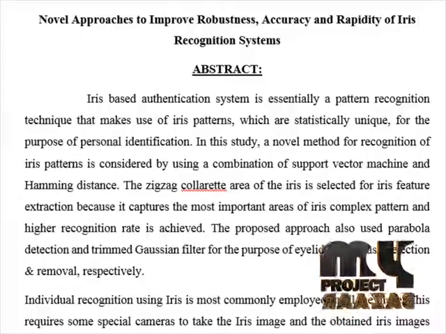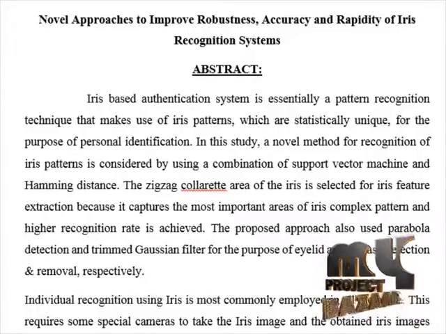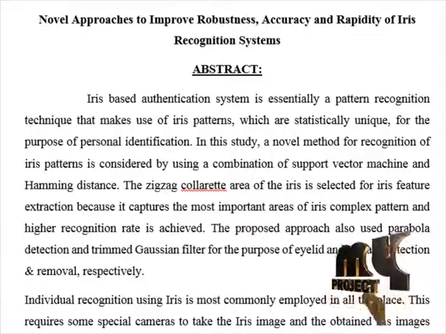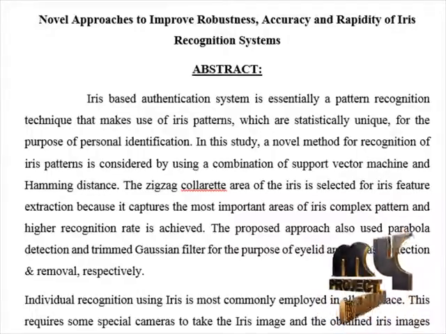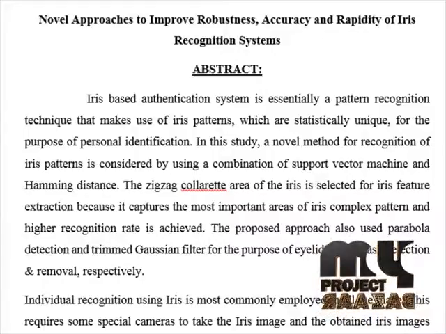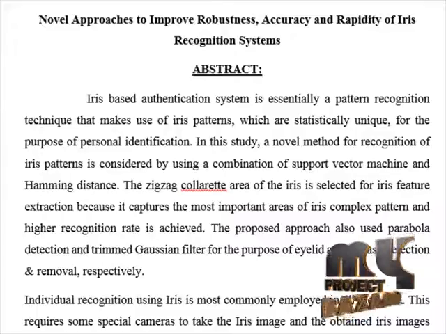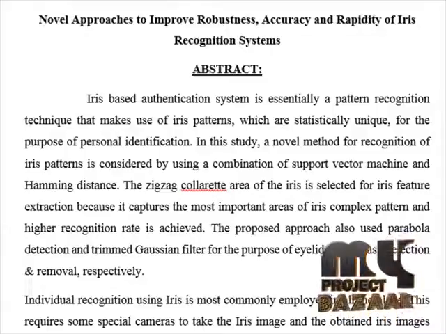This requires some special cameras to take the iris image, and the obtained iris images are classified based on the features extracted. Identification of a person is not the only application of iris recognition. It can be developed to do many processes. In this process, the identity of the person is identified. Also, whether the input iris is fake or original is identified. The iris image captured from the cameras is taken.